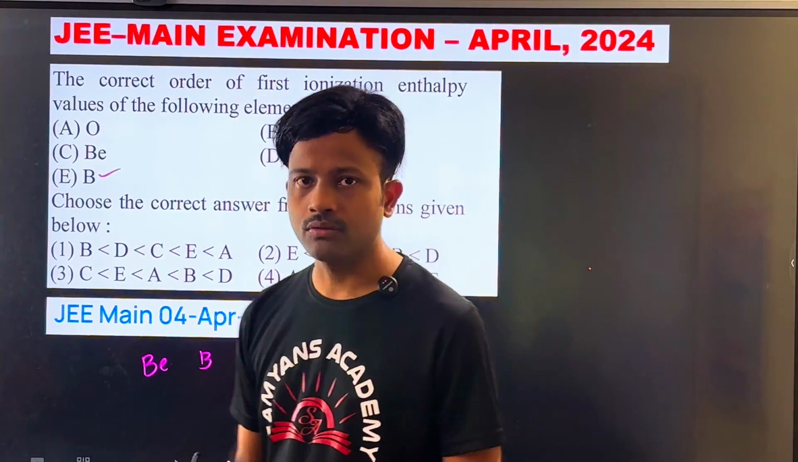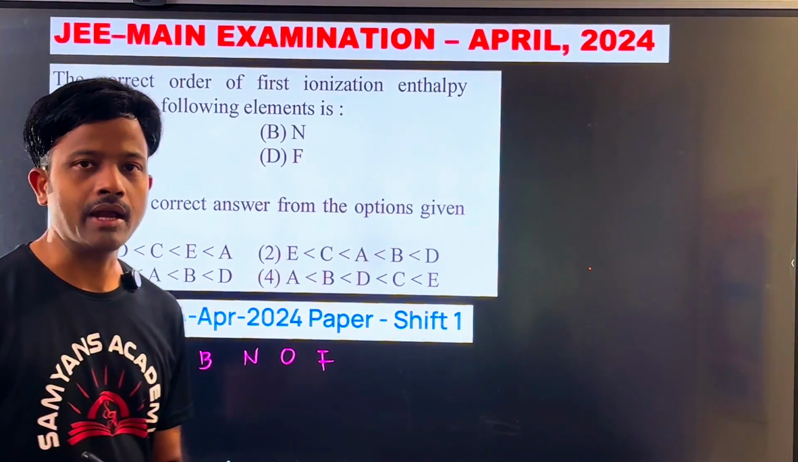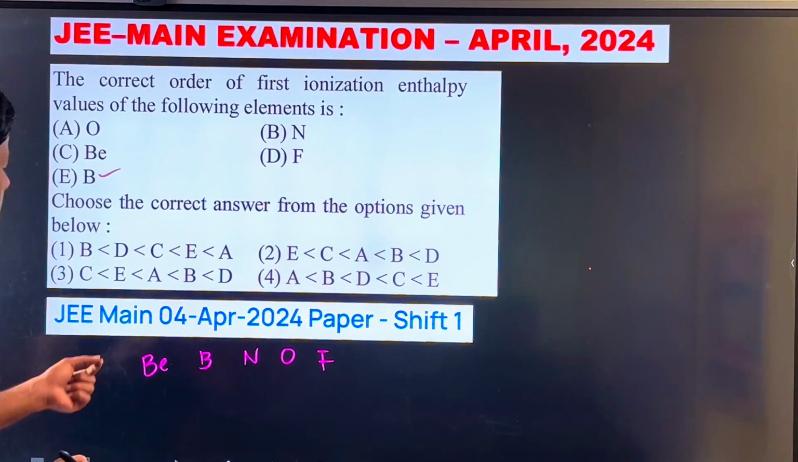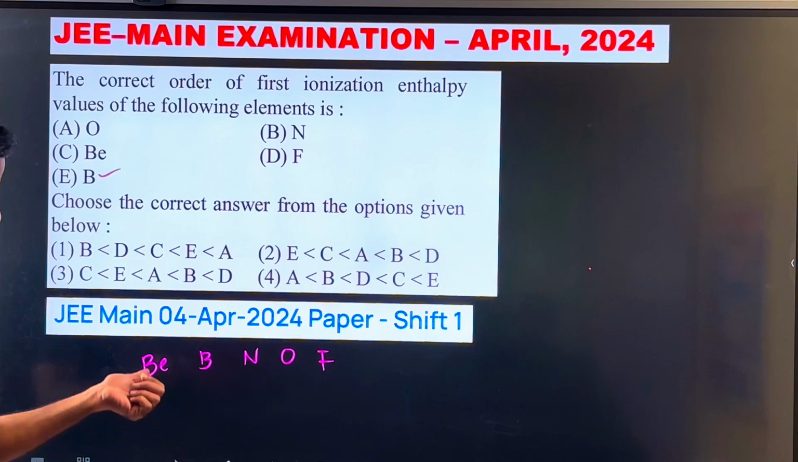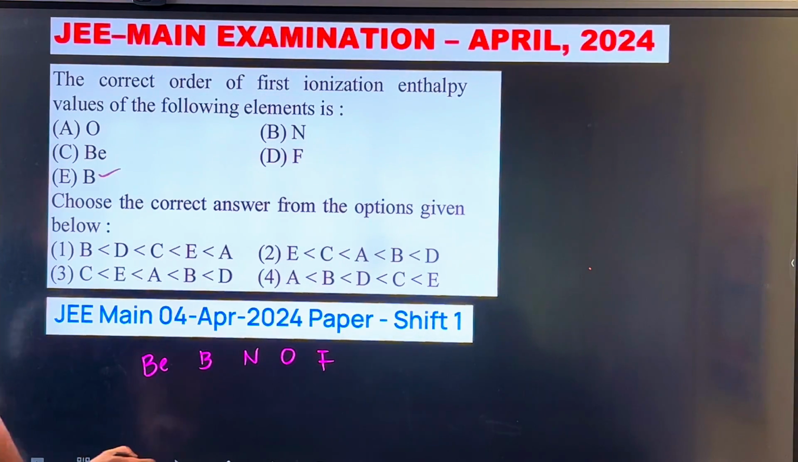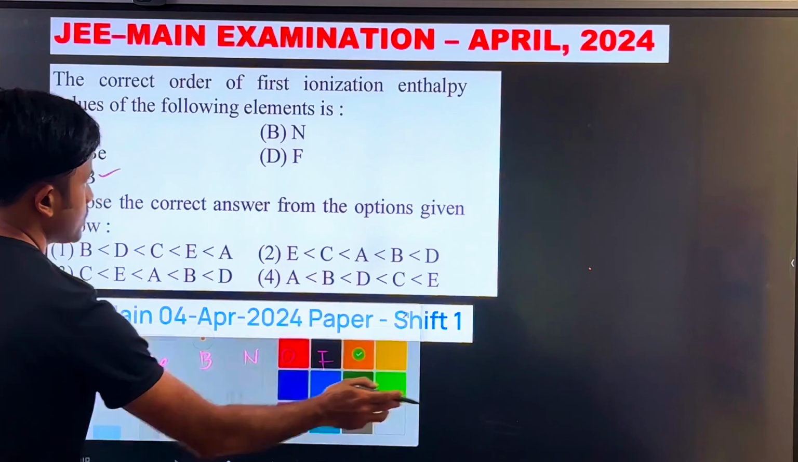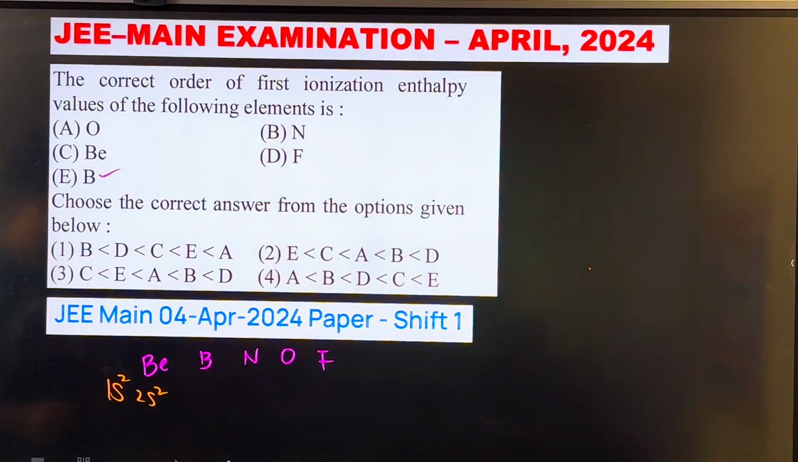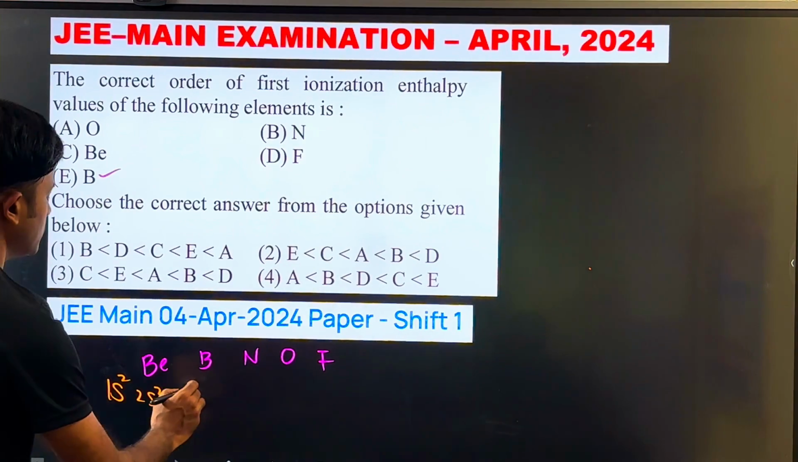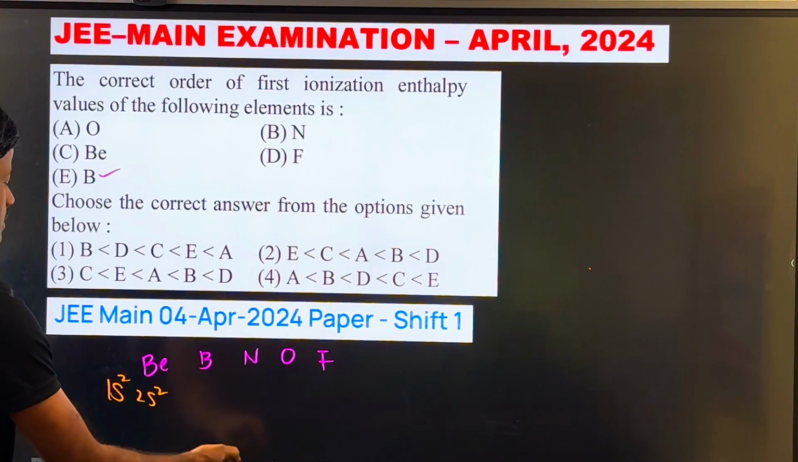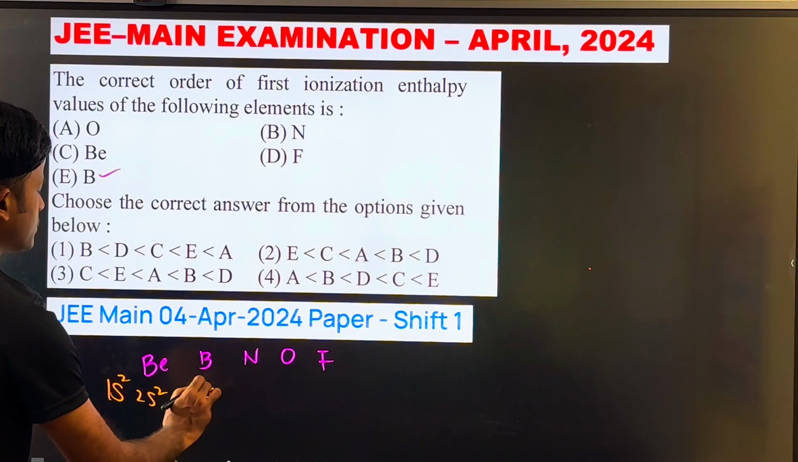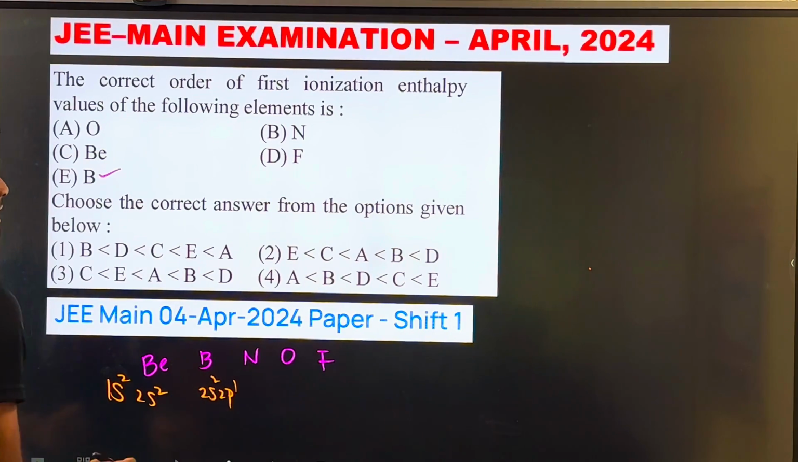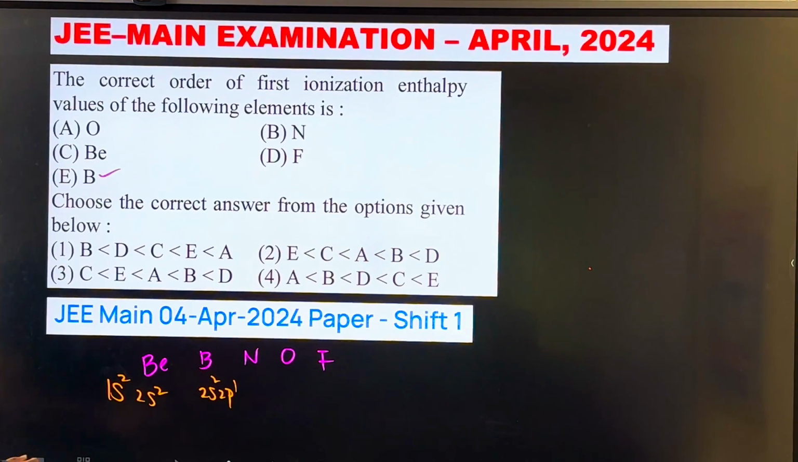Now you have to arrange them in increasing order of their ionization energy. Can you tell the atomic number of beryllium? It is 4, which means its electron configuration is 1s2 2s2. So beryllium has a fulfilled configuration. Next boron will come. The valence electron configuration of boron is 2s2 2p1.